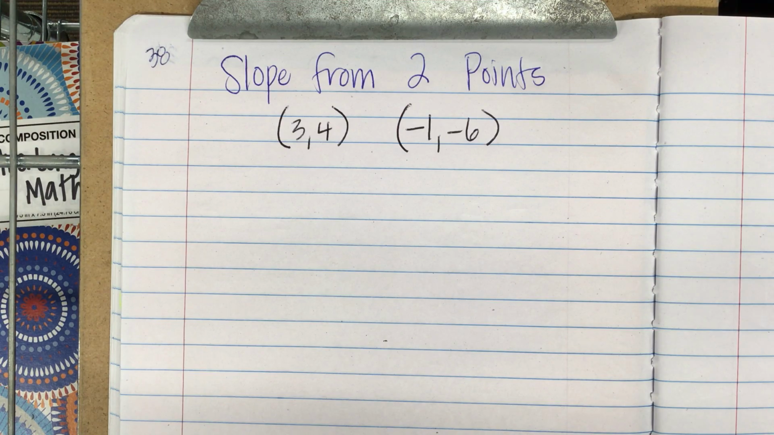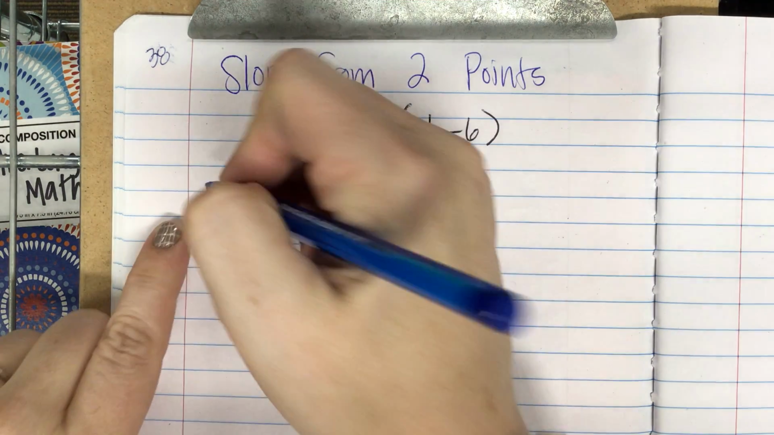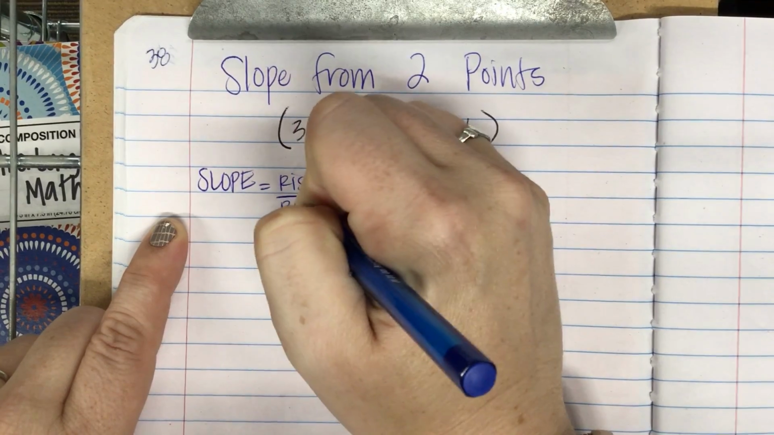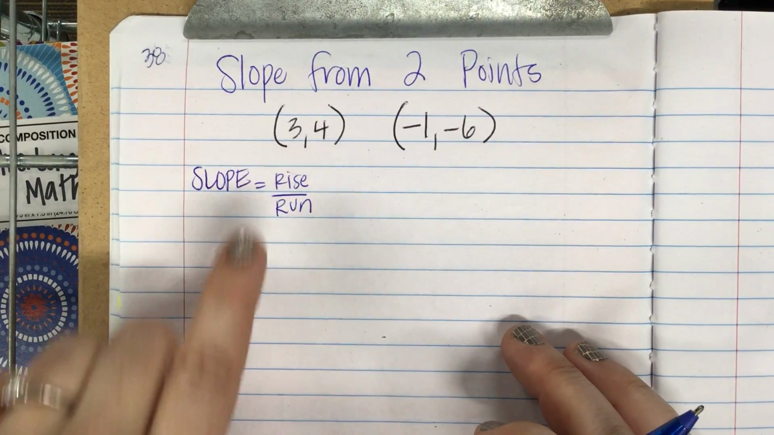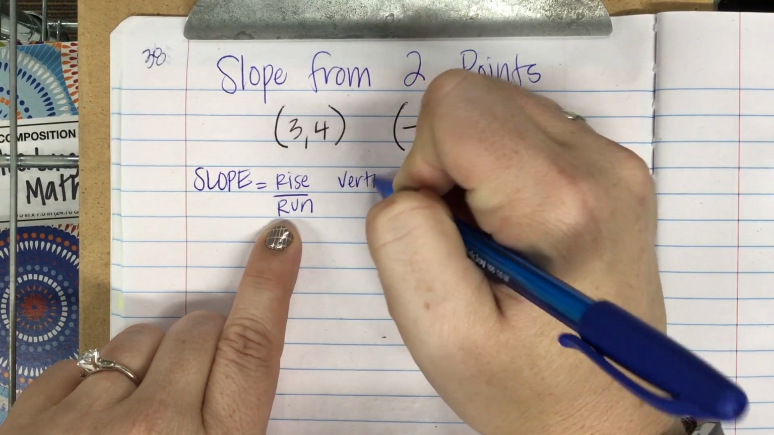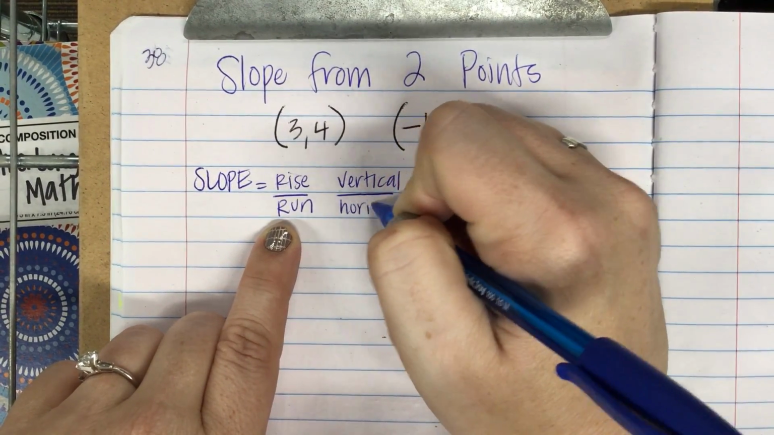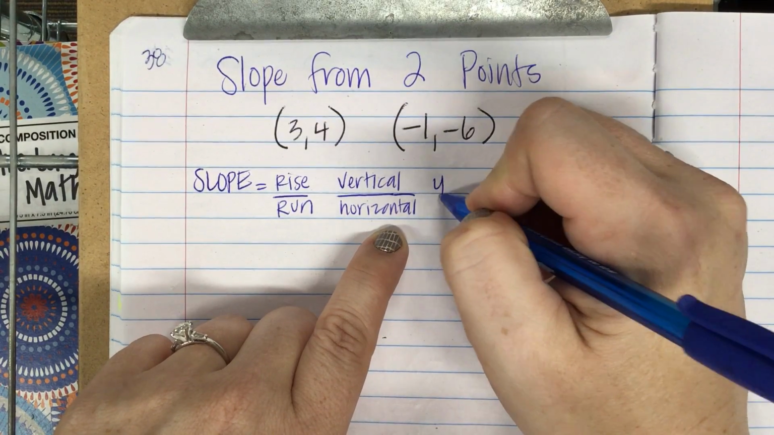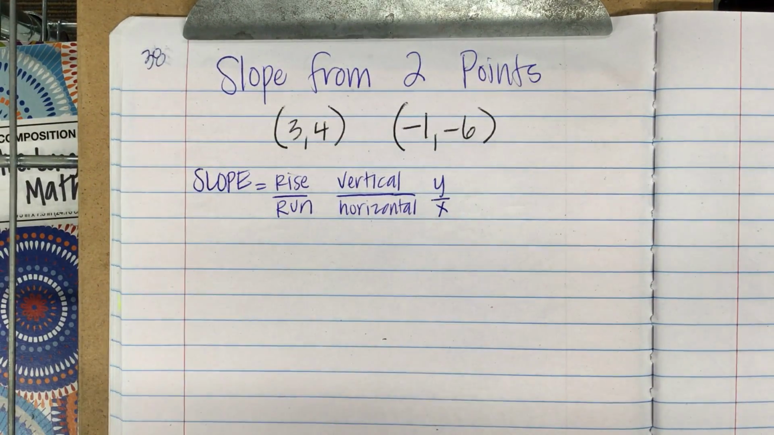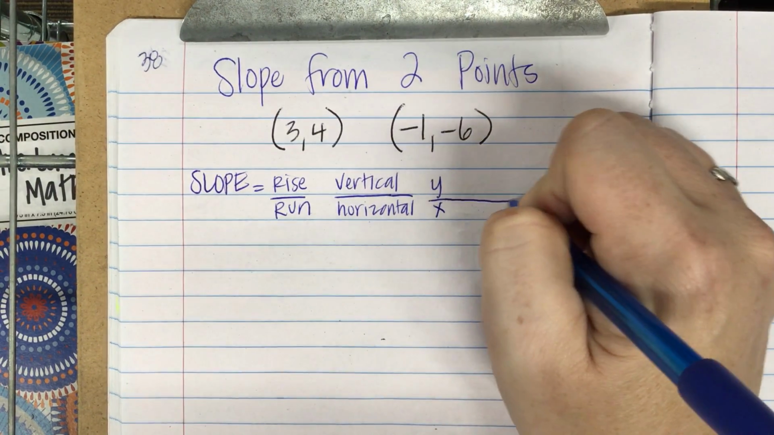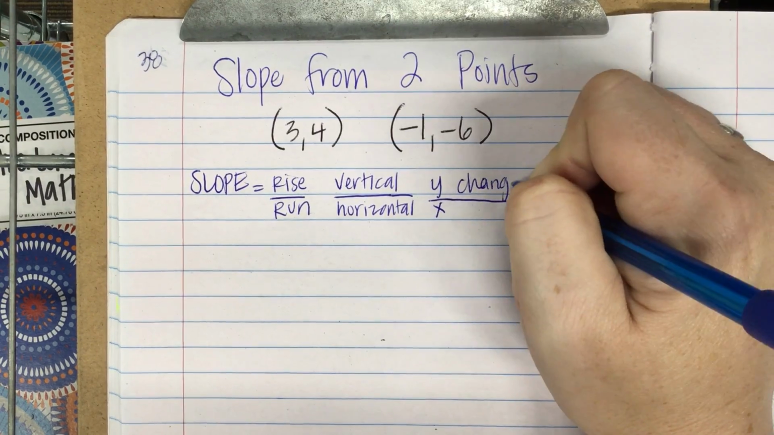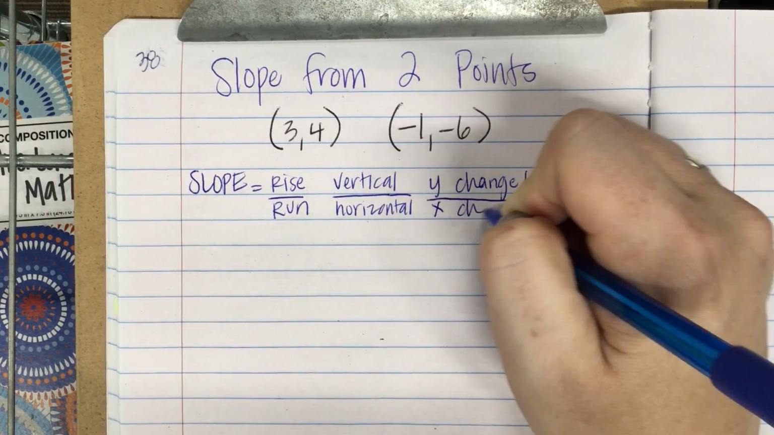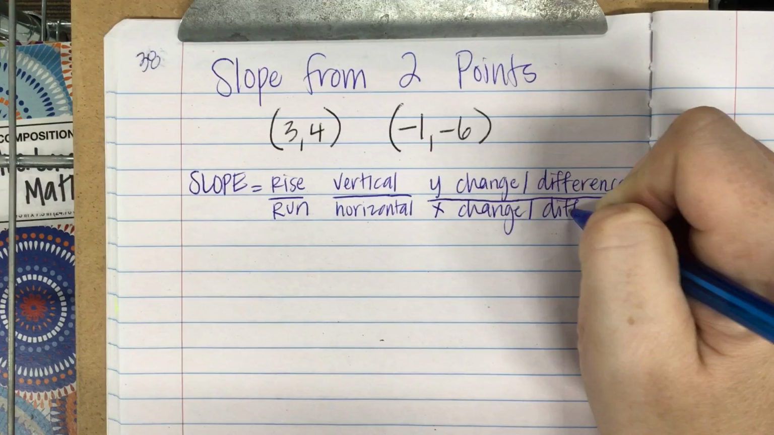We talked about how slope yesterday was rise over run. And you just told me that rise over run was vertical over horizontal, right? And then you told me that it's y over x, but it's more than just y over x. It's the y change or difference over the x change or difference.